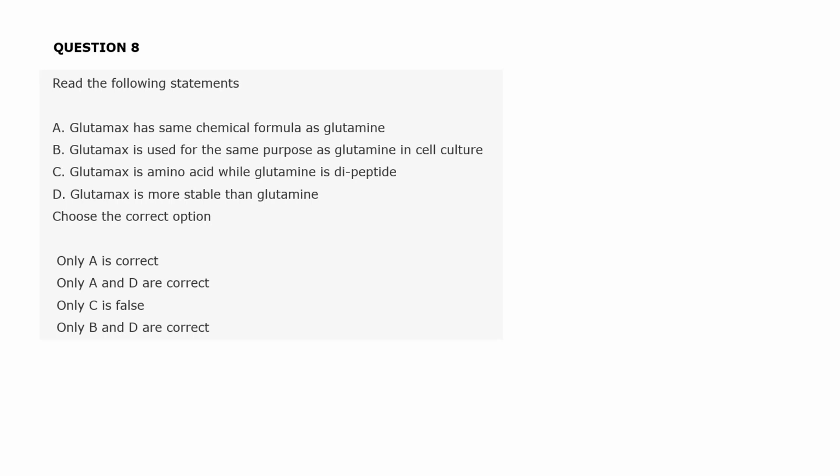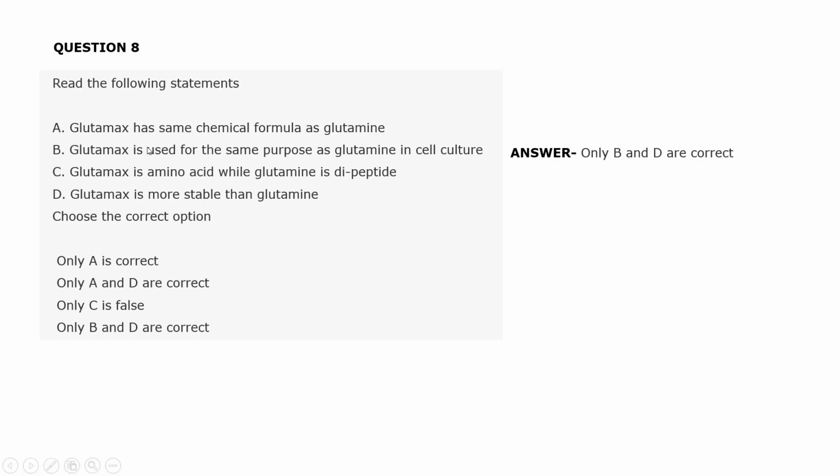Option 4. Okay, you are basically correct. Option 4 is the right answer: only options B and D are correct. Basically, it is a chemical, a kind of nutrient. Glutamax is a dipeptide form of glutamine. So does glutamax have the same chemical formula as glutamine? No, it is basically a dipeptide of glutamine, so it doesn't have the same formula. It would be multiplied by 2, then the chemical formula will change, and some water will be removed, and so on. So it won't have the same chemical formula as glutamine.